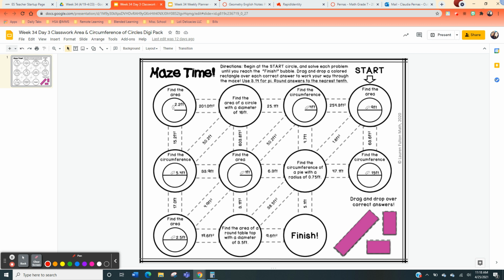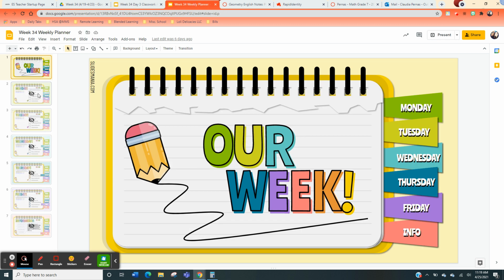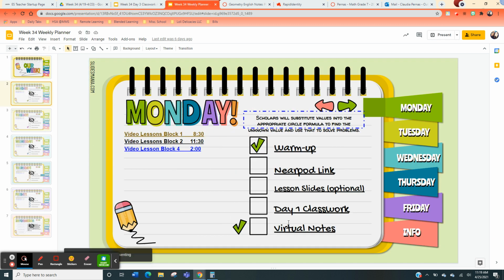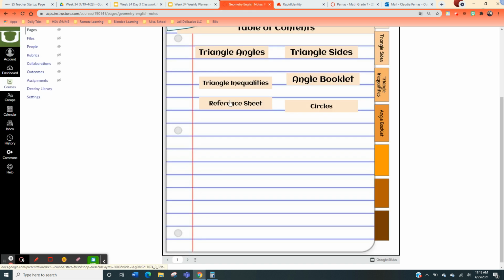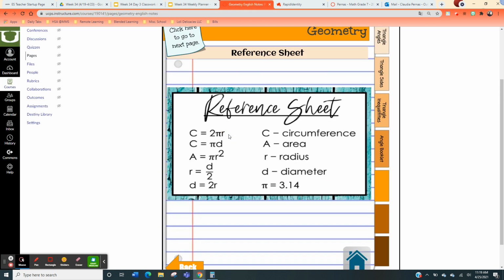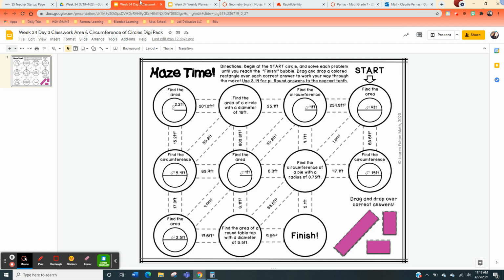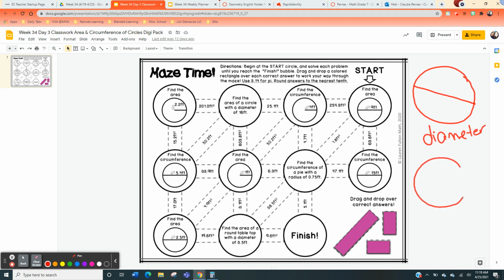So again, you want to make sure to go to your weekly planner, click on a day, go to your virtual notes, and pull up your reference sheet. So number 1 says find the area. Now remember, diameter again is from one side to the other. Radius is from the center to the side.